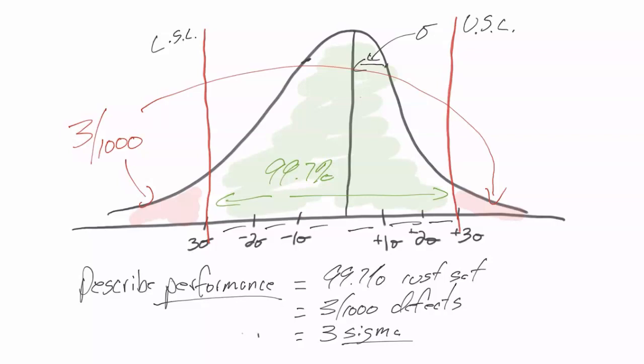And if I were to capture process performance data and it plotted out this way in comparison to upper and lower specs, I'd call this system a 3 sigma process. If the spec limit was brought inward and landed on the plus and minus 2 standard deviation line, I'd call it a 2 sigma process, and so on.